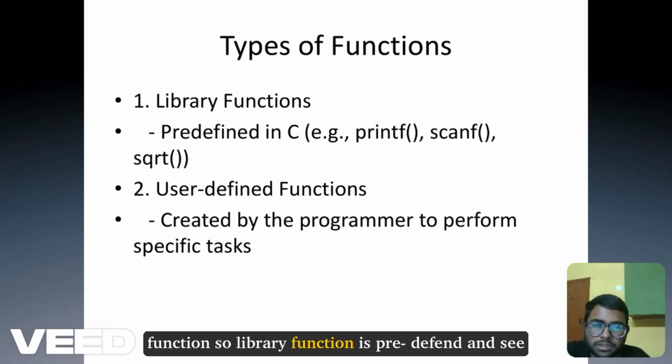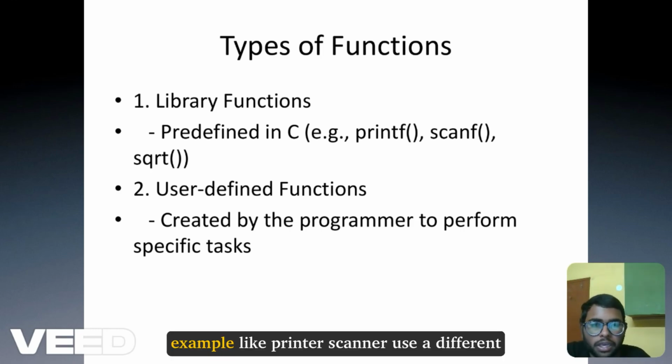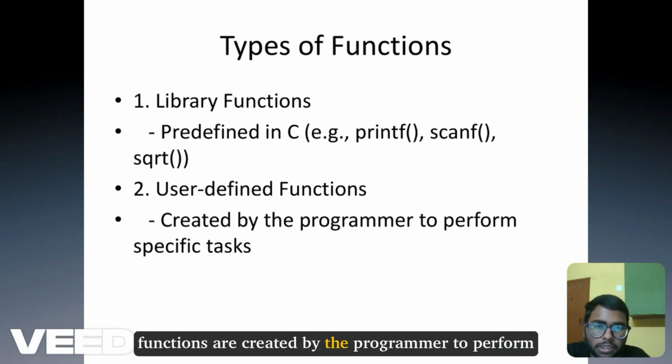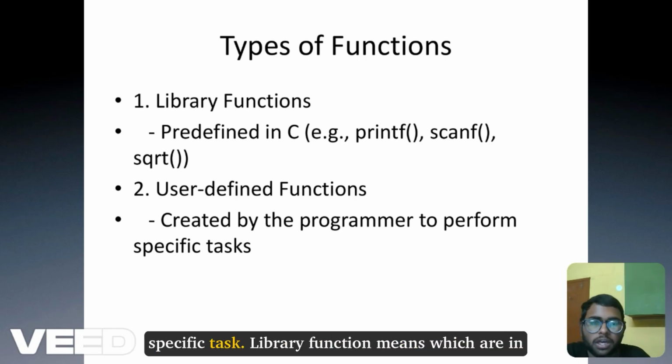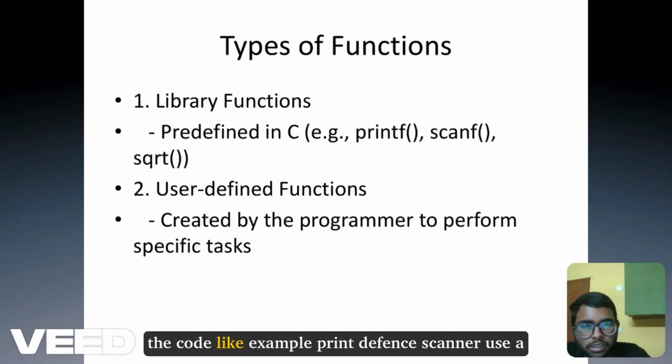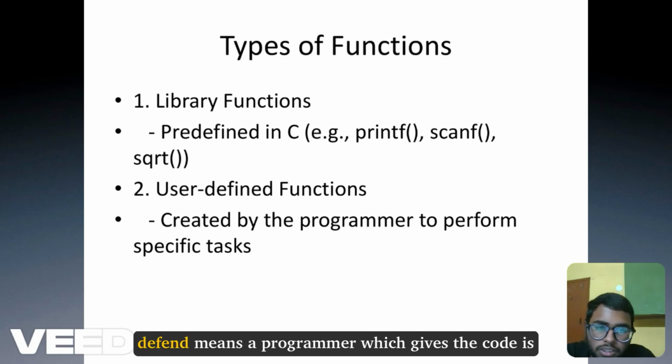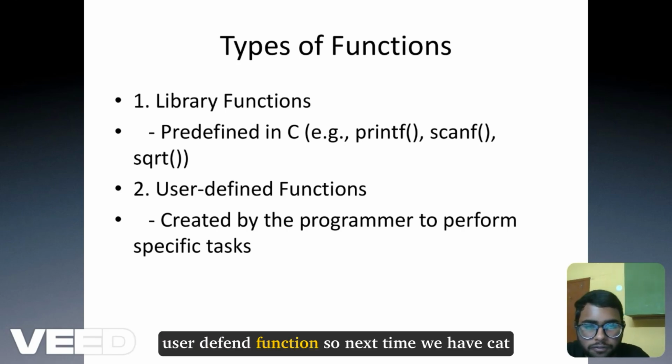Next, types of functions: library function and user defined function. A library function is predefined in C, for example printf and scanf. User defined functions are created by the programmer to perform a specific task. Library functions are those already in the code, like printf and scanf. User defined means the programmer writes the code, which is called a user defined function.